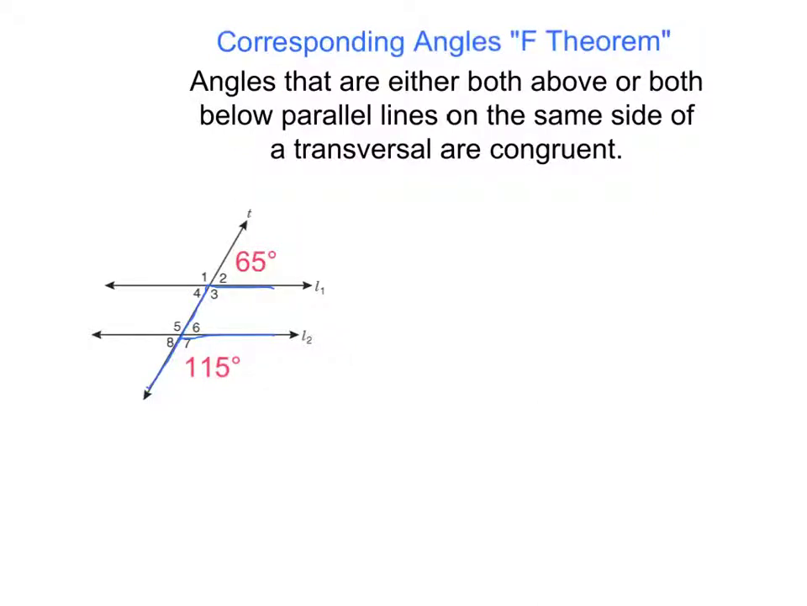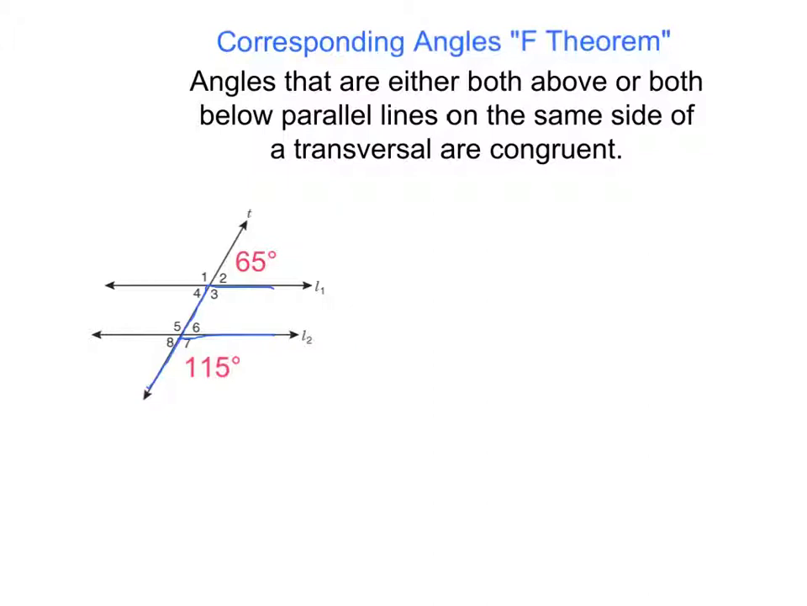In this picture, line 1 and line 2 are parallel lines, which means that they are always going to be the same distance apart from each other. They're never going to touch. These lines are cut by a line called a transversal, so it's just cutting through the parallel lines.